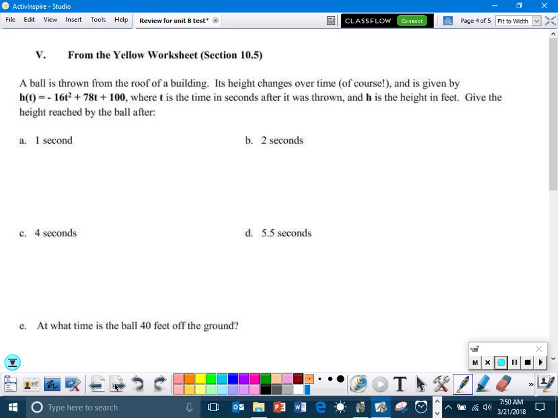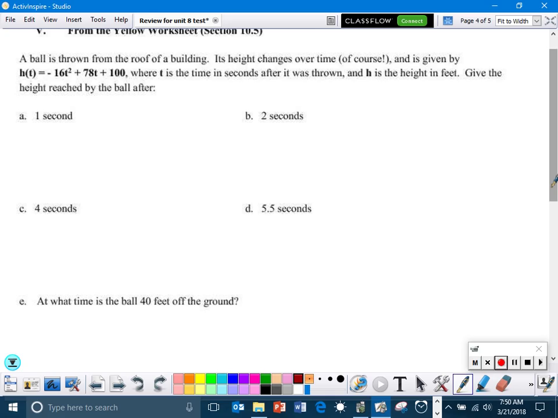So, a ball is thrown from the roof of a building. Its height changes over time, of course, and is given by that equation, where t is the time in seconds after it was thrown and h is the height in feet. Give the height reached by the ball after. Now again, as I mentioned in the lesson, you can just plug the numbers in. For example, you can do -16 times 1 squared plus 78 times 1 plus 100. You can type that in and you will get an answer of 162 feet. Okay, you can do that on all of those.